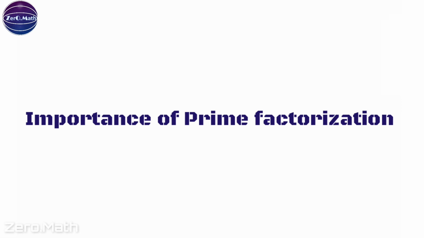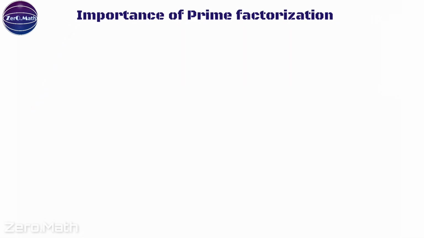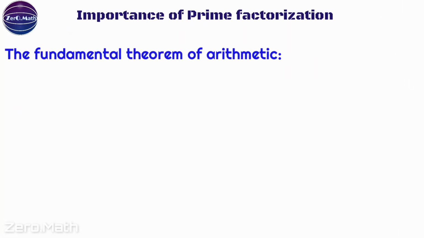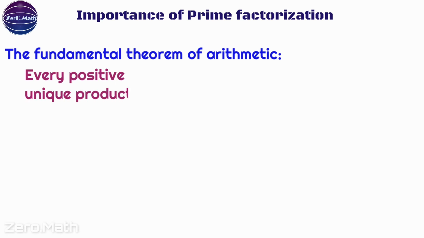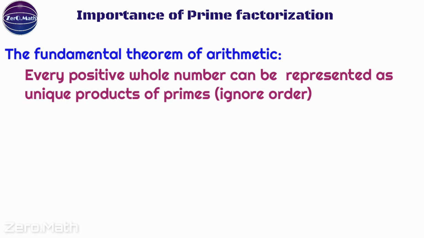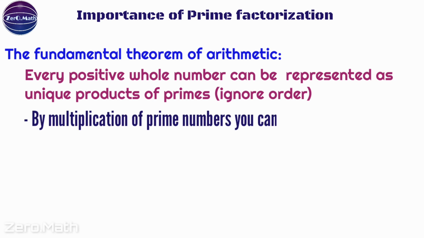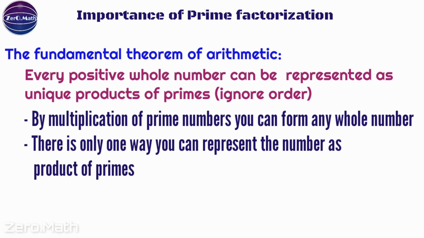Now let's understand the importance of prime factorization. The fundamental theorem of arithmetic is based on prime factorization, which says every positive number can be represented as a unique product of primes, ignoring the order. Which means by multiplying prime numbers, you can form any whole number, and there is only one way you can represent the number as a product of primes.